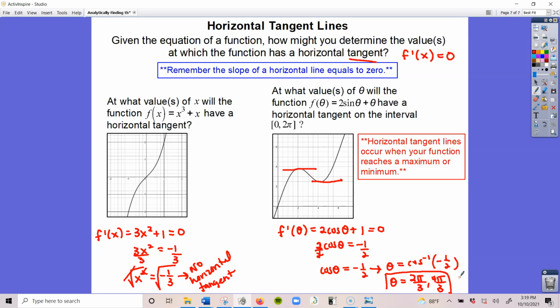So in conclusion, we have horizontal tangent lines when the derivative is equal to 0, again, because the derivative represents the slope of the tangent line and the slope of horizontal lines is 0. So that's why you take the derivative and you make it equal to 0. And that's it.